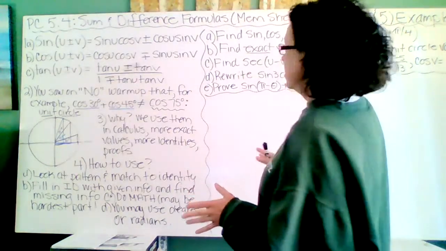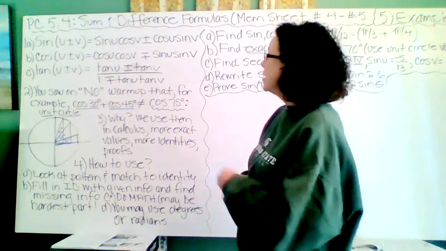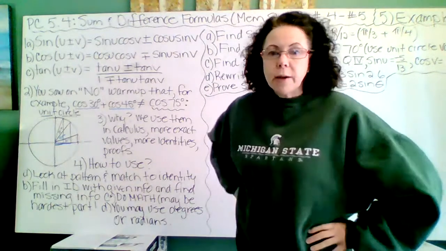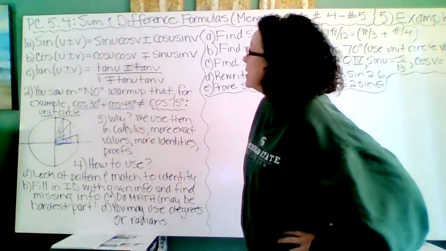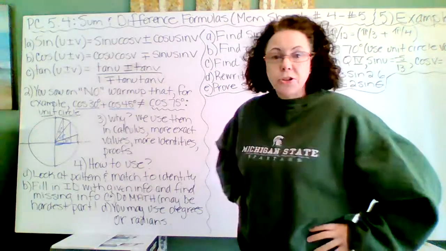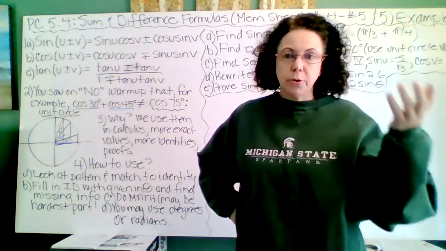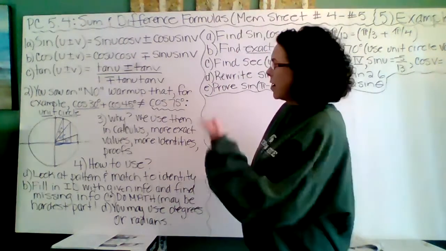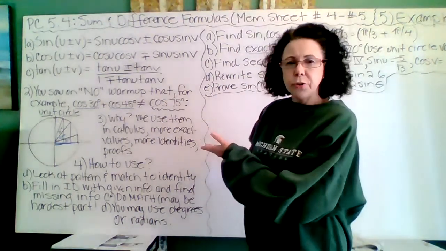So what this section is about is sum and difference formulas for sine, cosine, and tangent. And of course, that would be for cosecant, secant, and cotangent too, because we could just use the reciprocal values for that.